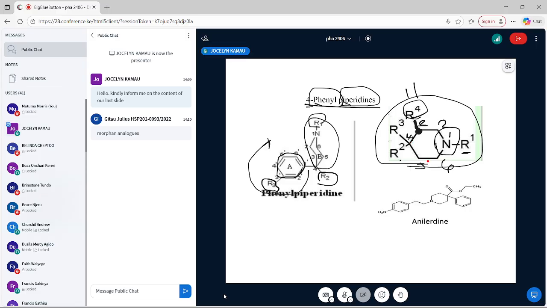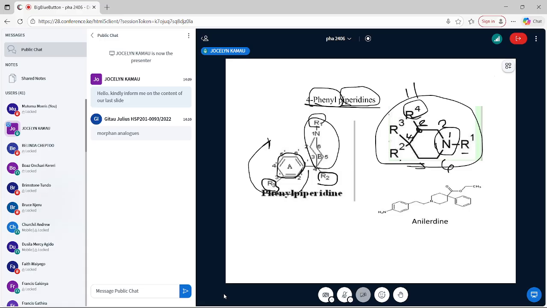That is also a chiral center. And when that is a chiral center, and that is a chiral center, it means you can get 4 enantiomers. And out of the 4, 2 of them have activity, although 1 will have more activity than the other. So that group there again complicates just a little bit the chemistry of the 4-phenyl piperidines.